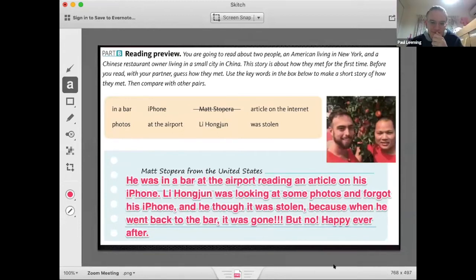There you go. He was in a bar at the airport reading an article on his phone. Lee Hongjin was looking at some photos and forgot his iPhone, and he thought it was stolen because when he went back to the bar, it was gone. But no, happy ever after. Okay, yeah. All right, nice.